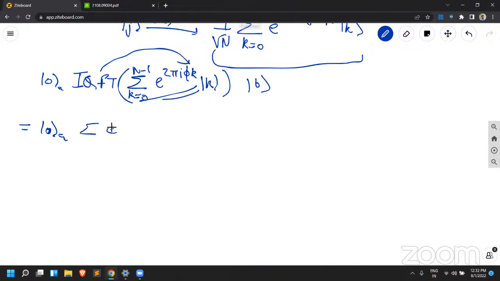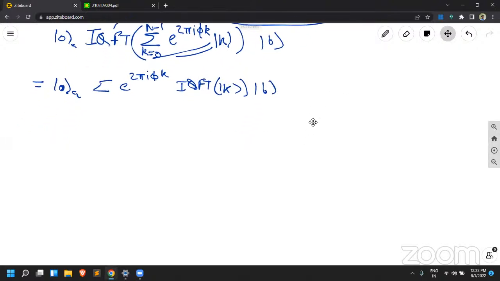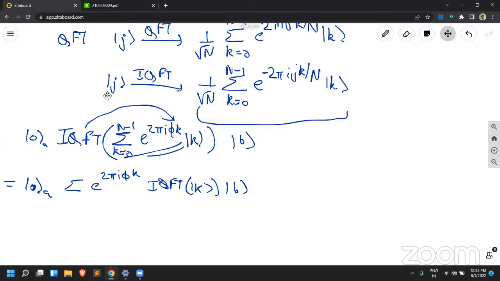Summation, I'm not writing the indices because this is now known and this will be repetition. The QFT applied to vector k and b. We have applied it on j and we got this. So we can just use this identity on this vector, and we can rewrite it.